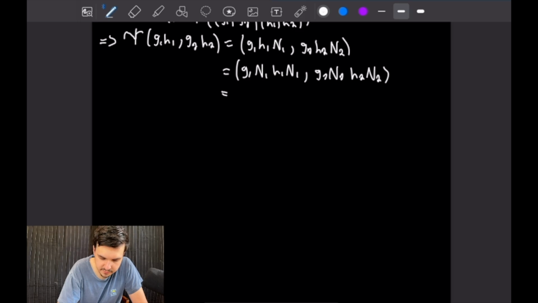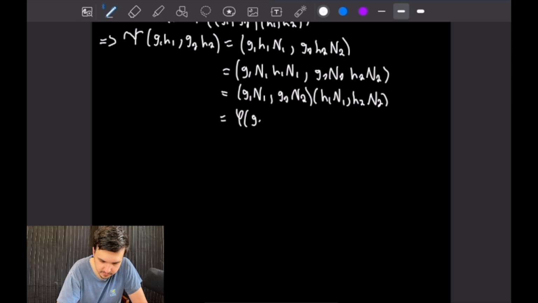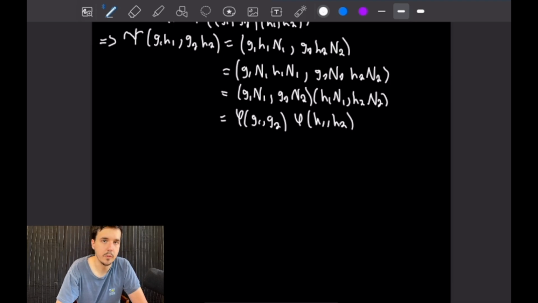which we can further split up into the following. The two ordered pairs will have g1 N1, g2 N2, and that will be times h1 N1 and h2 N2. But we can see that this is exactly equal to phi applied to the ordered pair g1, g2 times phi applied to the ordered pair h1, h2. And that's all we needed to prove that this is in fact a homomorphism.